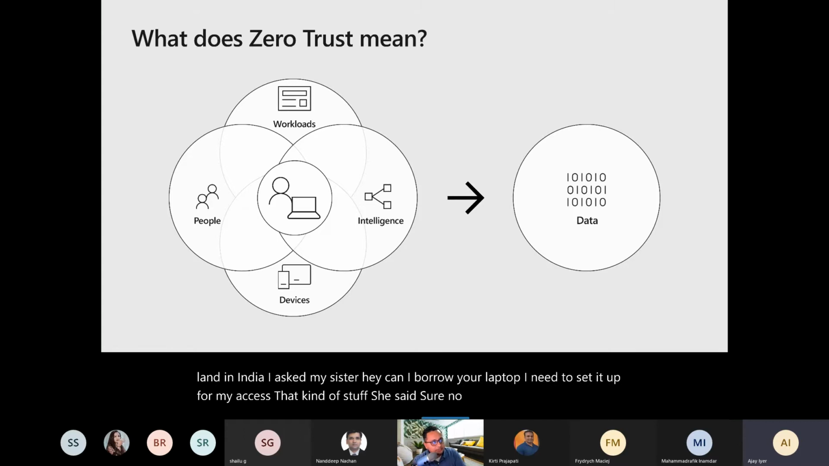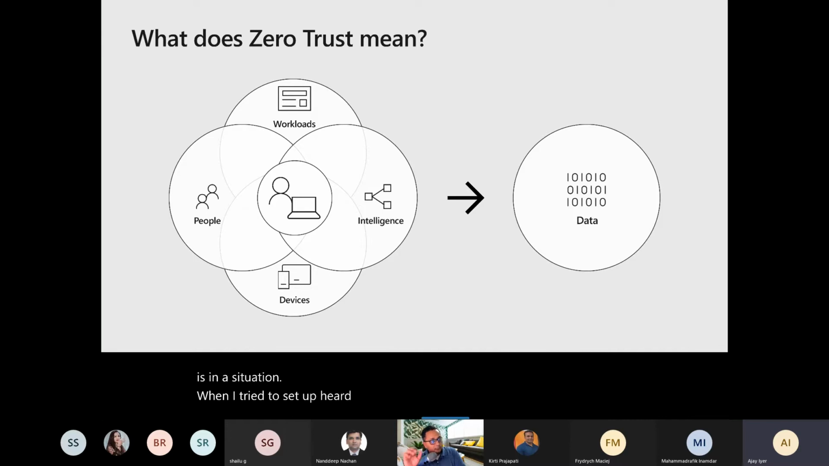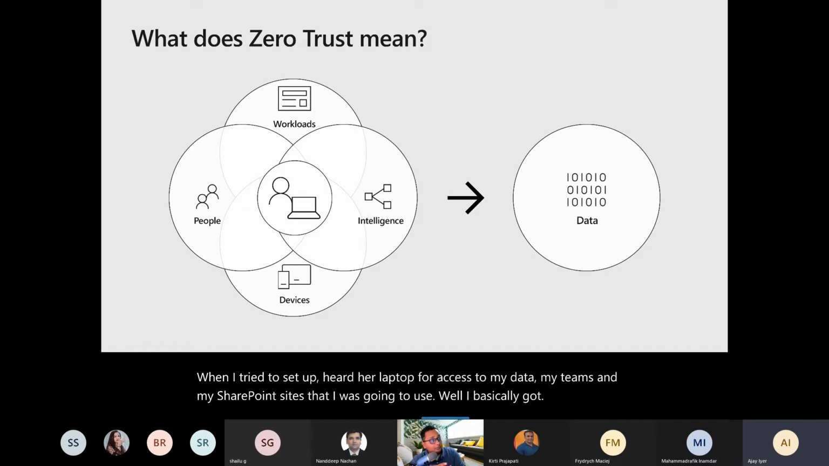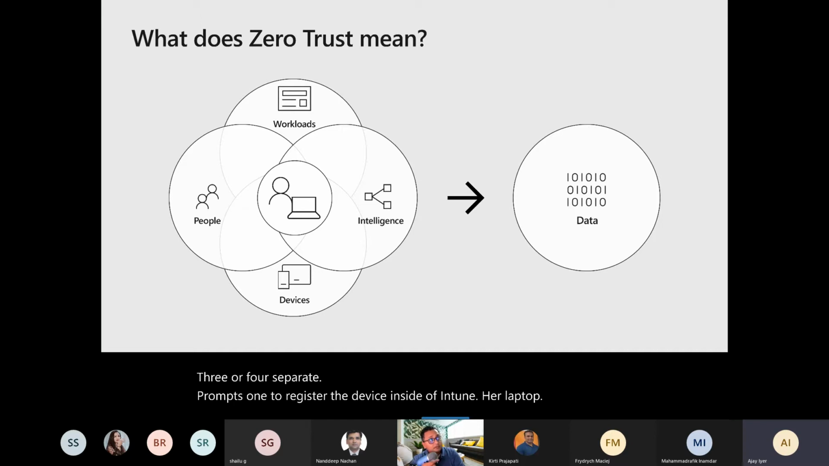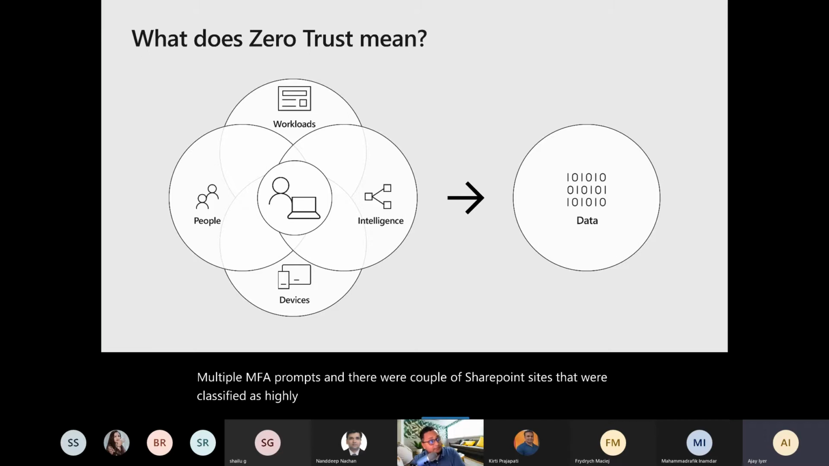Well, the thing is, in that situation, when I tried to set up her laptop for access to my data, my Teams and my SharePoint sites that I was going to use, I basically got 3 or 4 separate prompts. One to register the device inside of Intune, her laptop, multiple MFA prompts, and there were a couple of SharePoint sites that were classified as highly confidential that I could not even get to from her laptop because her laptop was not domain joined, obviously, right? I wasn't going to domain join her laptop to the Microsoft network.